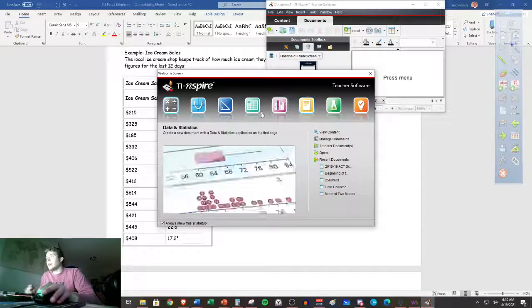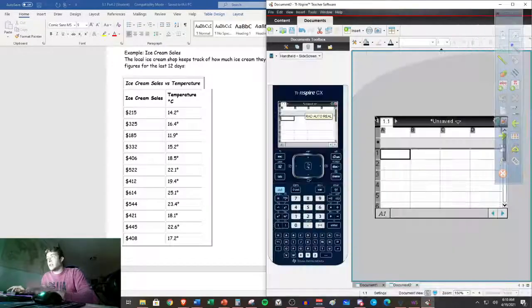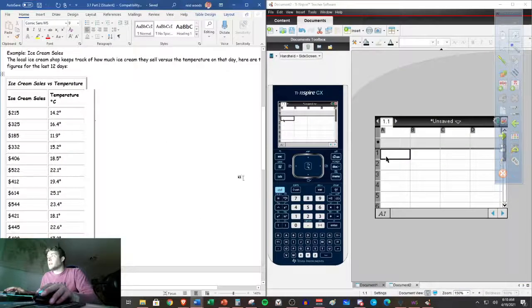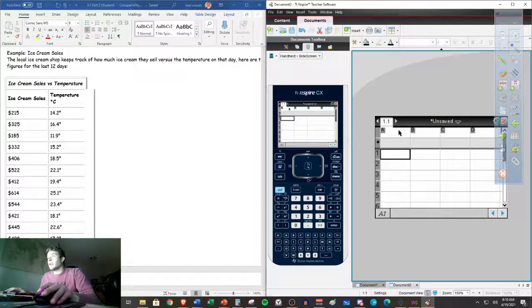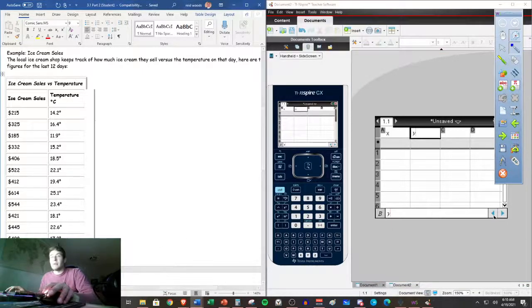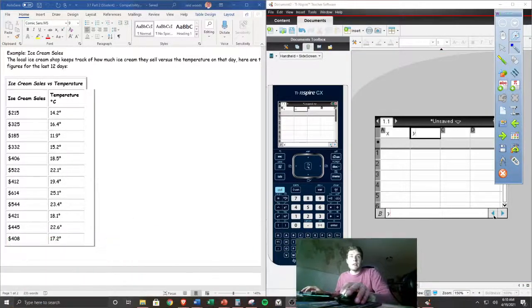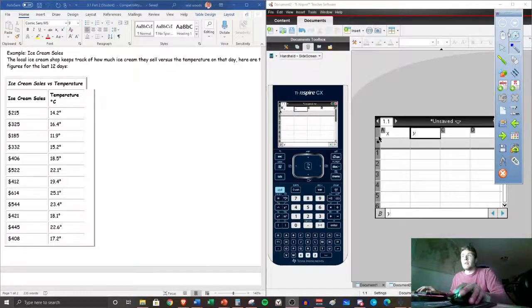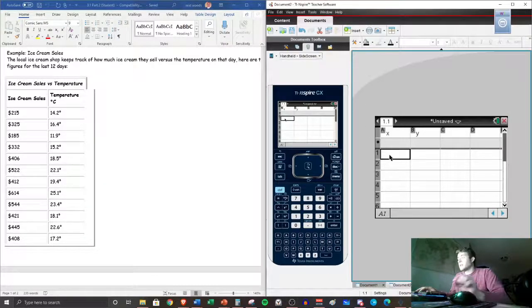But let's go ahead and make a spreadsheet, and let's type in this data. So we're gonna call this X and this Y, and then I'm gonna go ahead and, oh, I need to move my camera. I guess you can type this. You will need to go ahead and grab your Inspire, and we'll start. I'll just type this in with you. 215, 325.